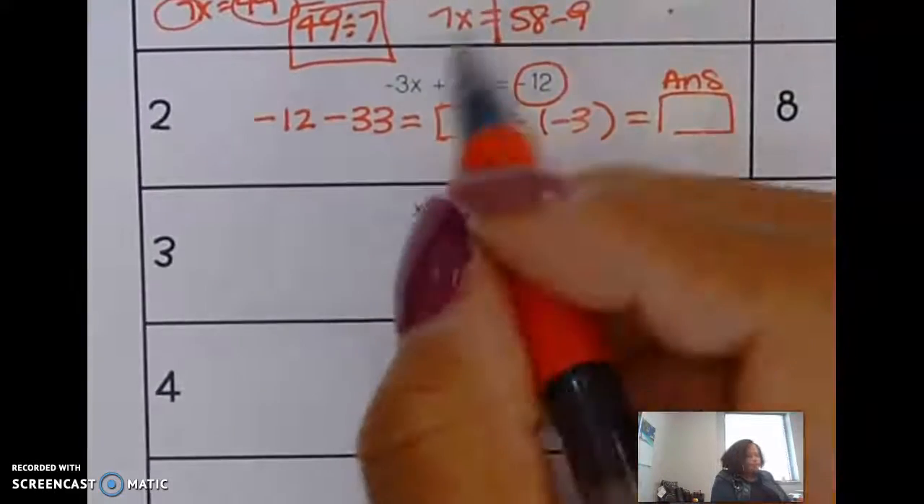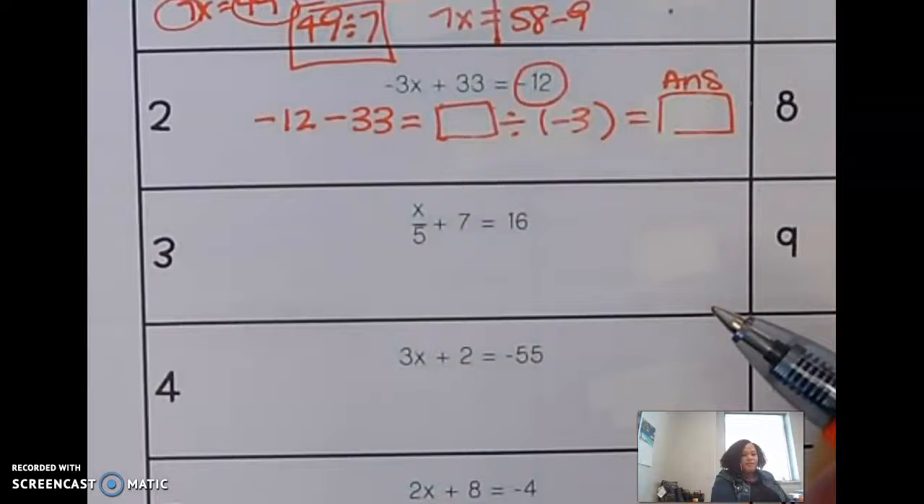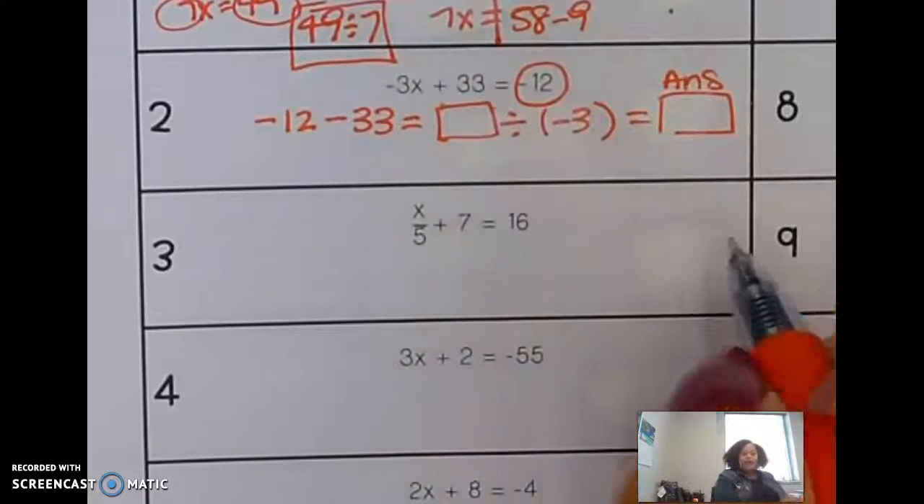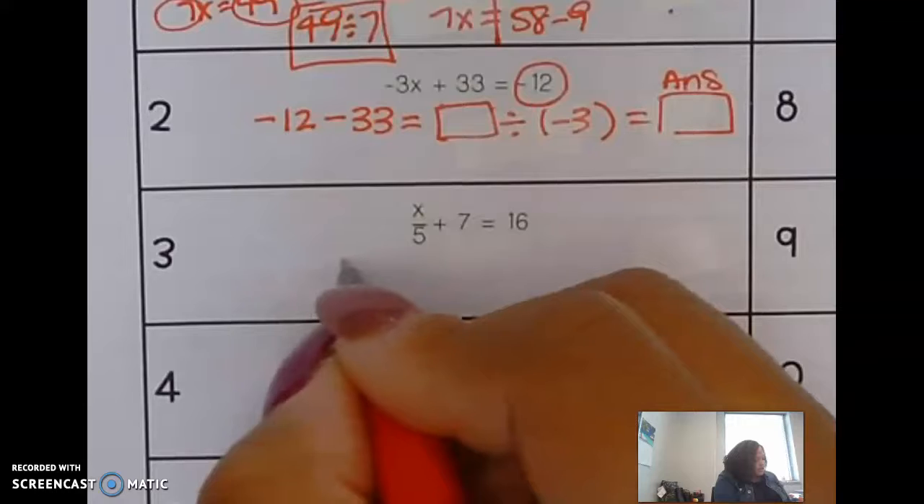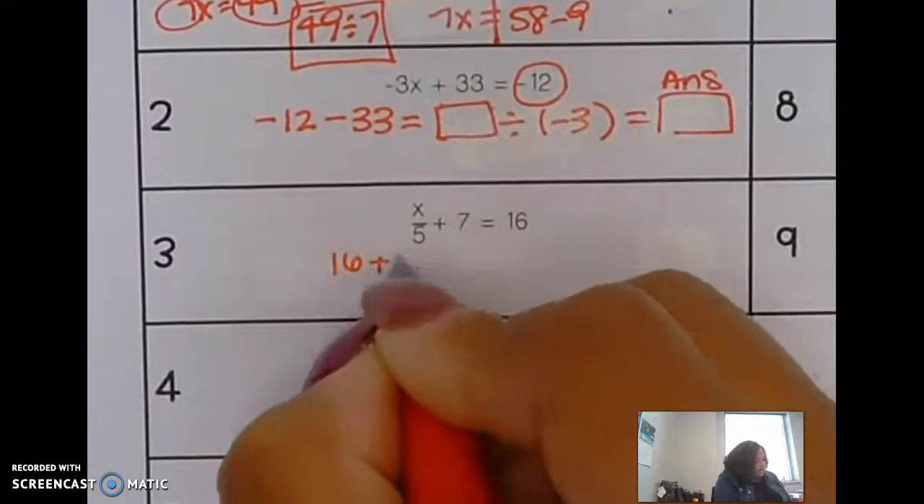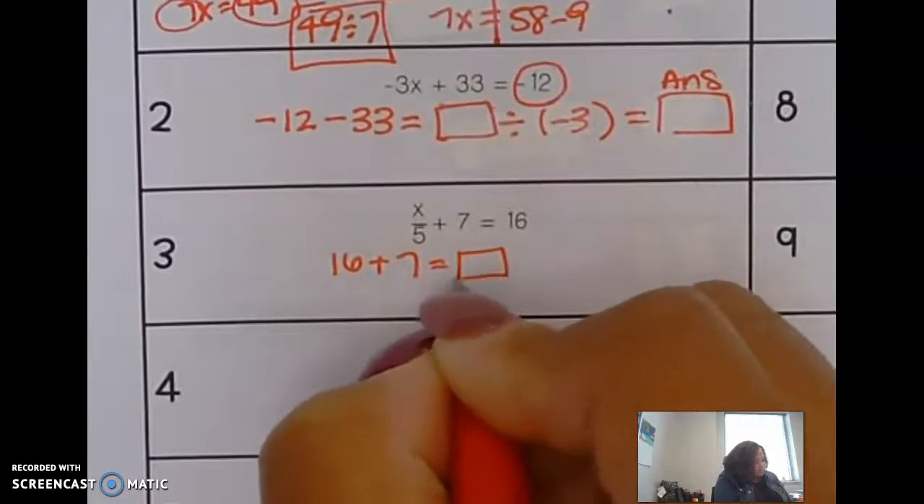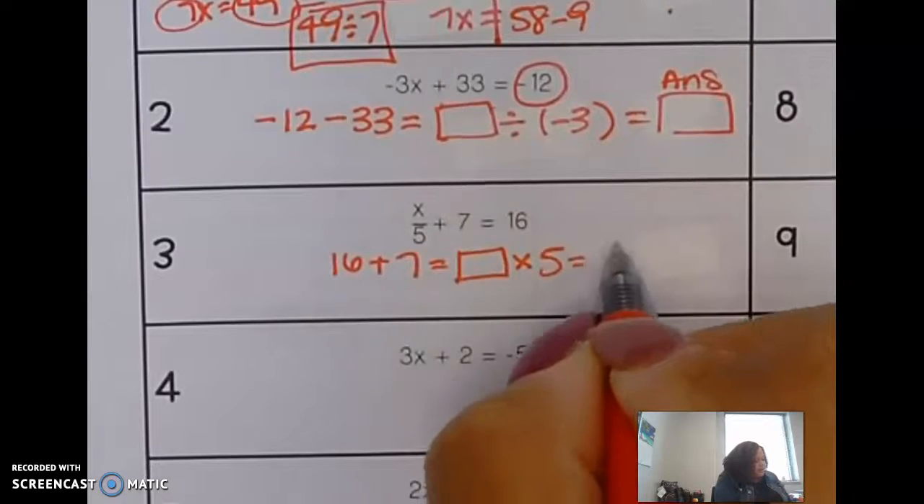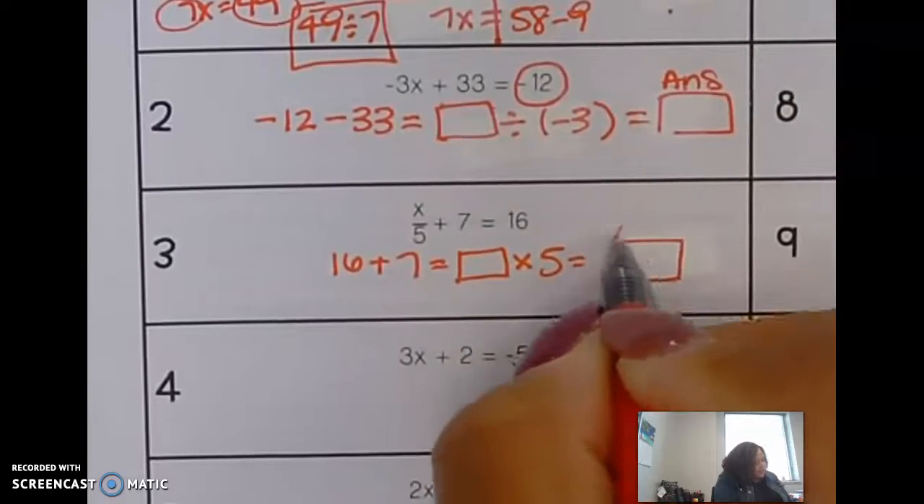Answer for number 3. This is x divided by 5. The opposite of division by 5 is multiplication by 5. So I'm going to add 7 to the 16. 16 plus 7 equals something. Then I'm going to multiply that something by 5, and then I'm going to get my answer.